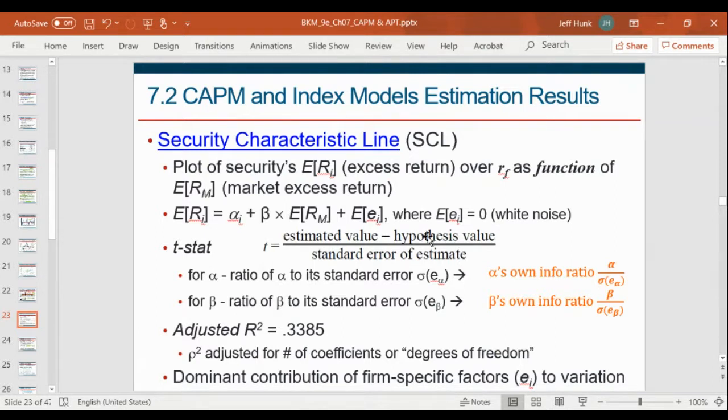So what is the hypothesis value? The hypothesis value is that alpha is zero. Meaning, if alpha is zero, then there is no alpha, meaning there is no abnormal return. There's no super return, or any, efficient market hypothesis.